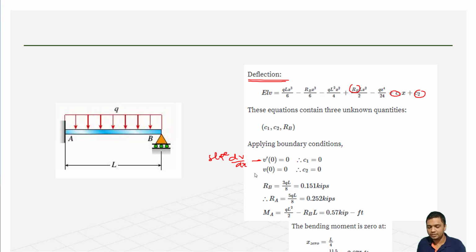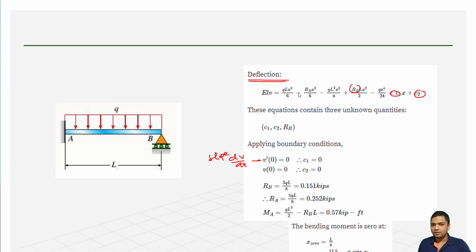Next is the deflection, right? The deflection at this point, the fixed support, will also be 0. So v at x equals 0 is equal to 0. So C2 will also become 0 if we put x equals 0 in this term, and C1 is also 0, so this full term becomes 0. So C2 will also come out to be 0 in this equation.